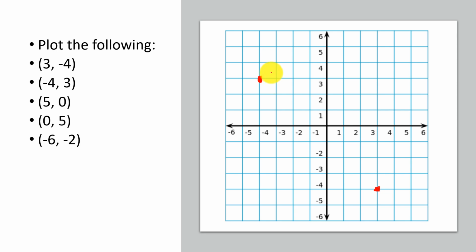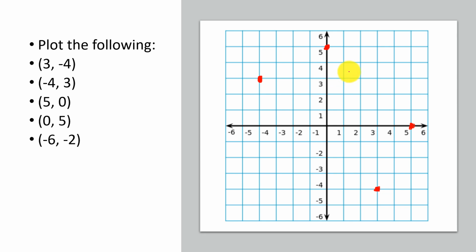Next we have 5, 0. X is 5, y is 0. So that is that third point. Next is 0, 5. X is 0, y is 5. That's up here.